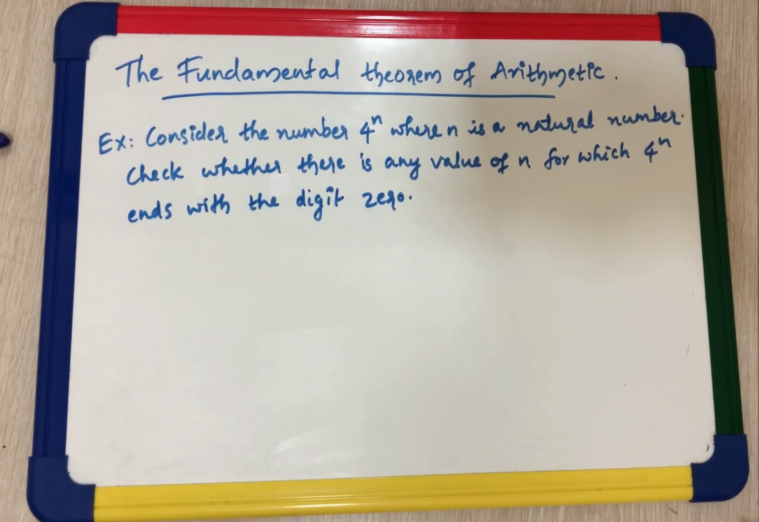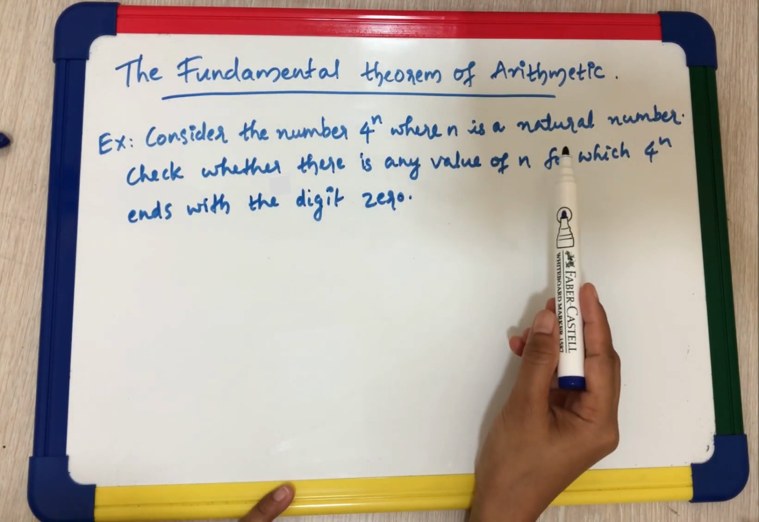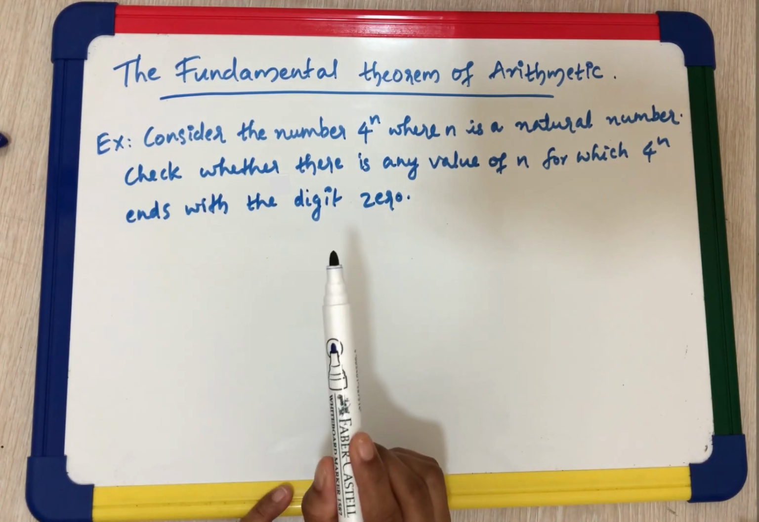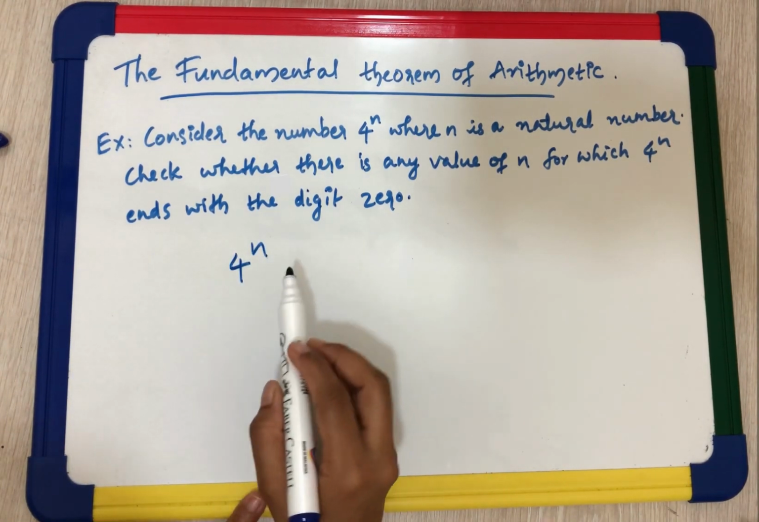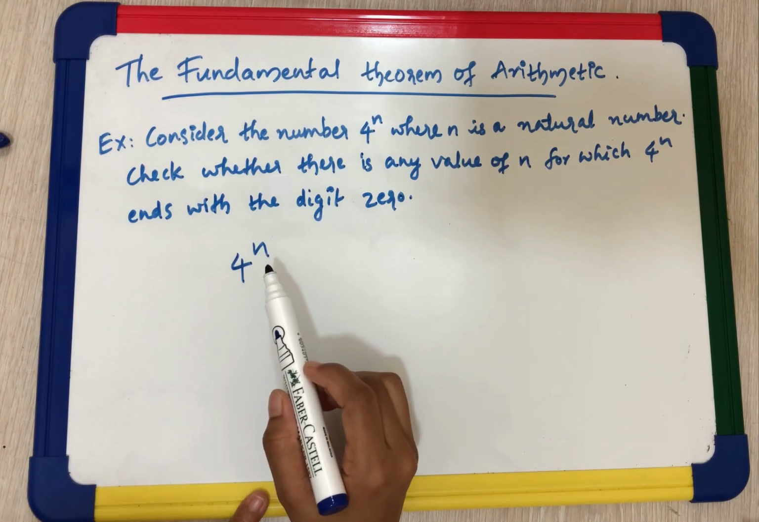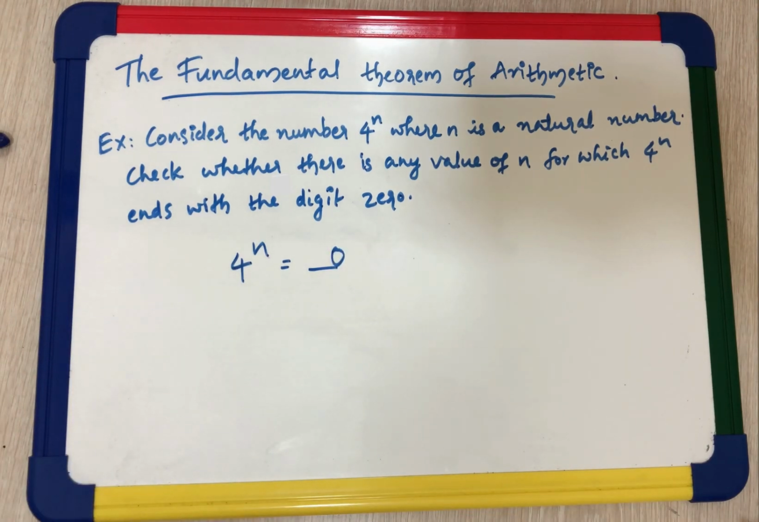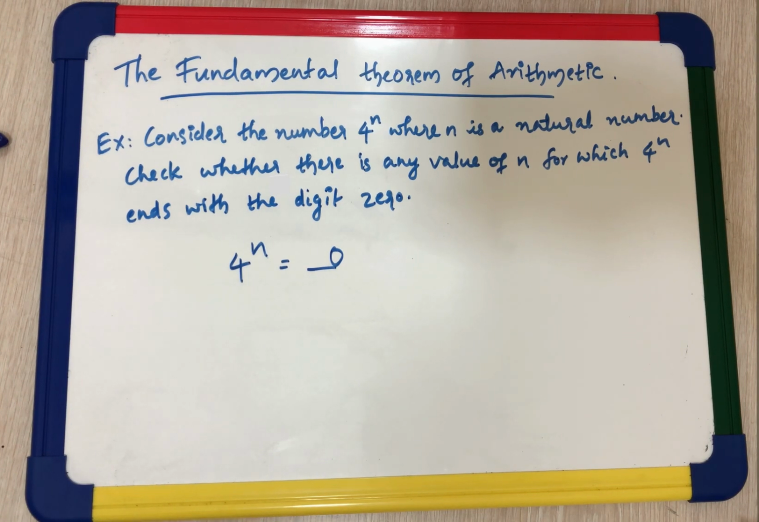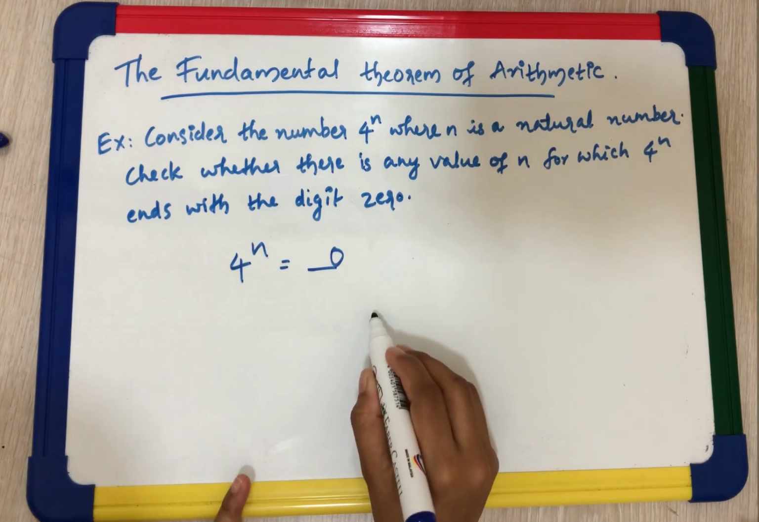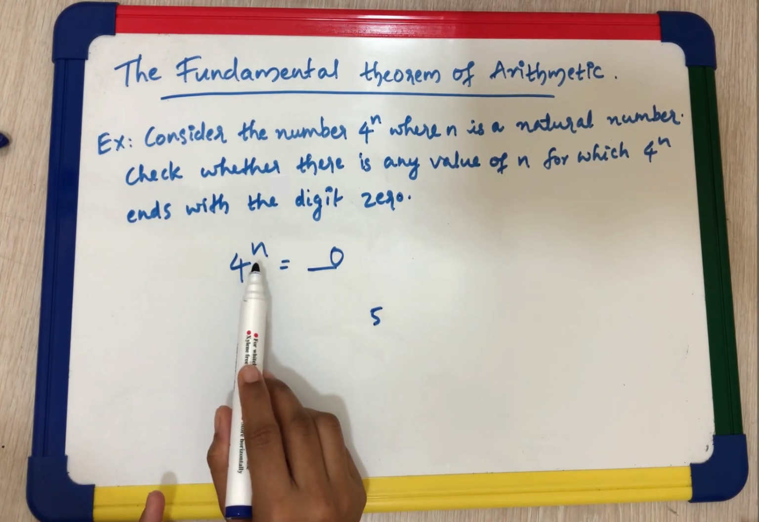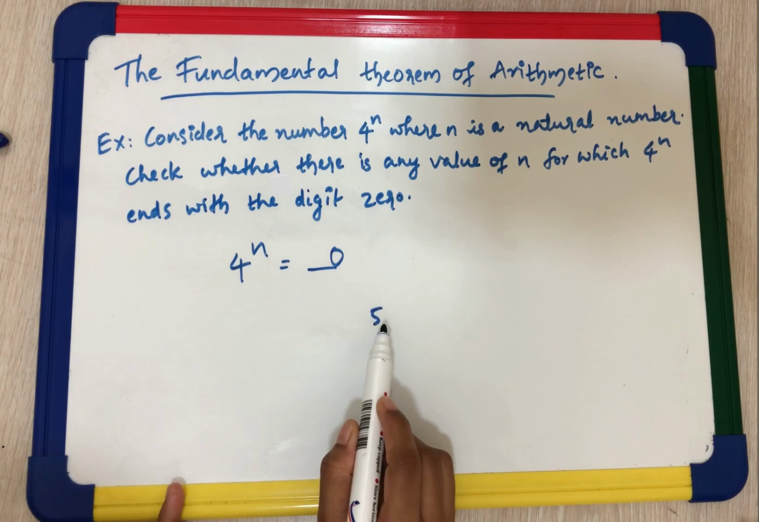We can see an example. Consider the number 4 raised to n, where n is a natural number. Check whether there is any value of n for which 4 raised to n ends with the digit 0. The numbers that end with the digit 0 are 10, 20, 30, 40, 50, etc., 100, 110, 120, etc. All the numbers that end with the digit 0 have the factor 5, or all the numbers are divisible by 5. So, if 4 raised to n ends with the digit 0, it should be divisible by 5.